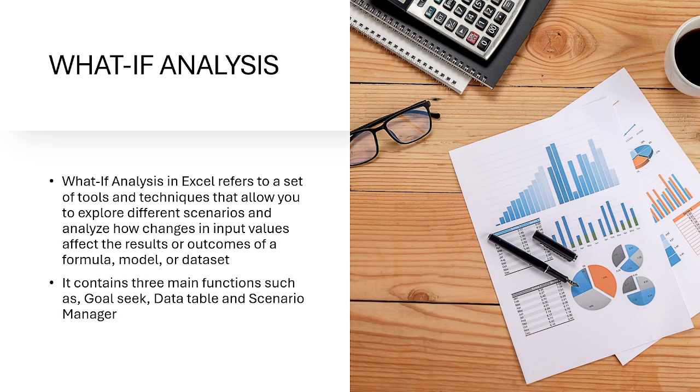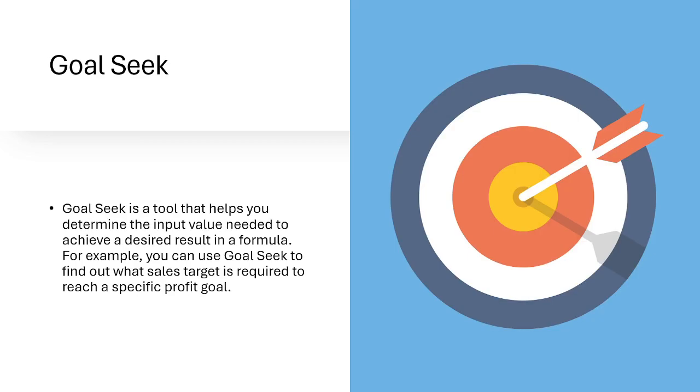So the first function we are going to be looking at is the Goal Seek. What is Goal Seek? Goal Seek is a tool that helps you to determine the input value needed to achieve a desired result in a formula. For example, you can use Goal Seek to find out what sales target is required to reach a specific profit goal. Now, let's dive into Excel and let's apply this Goal Seek function to solve a business problem.